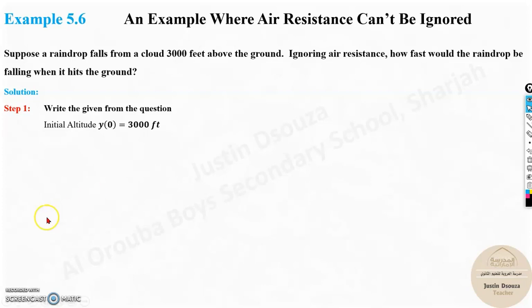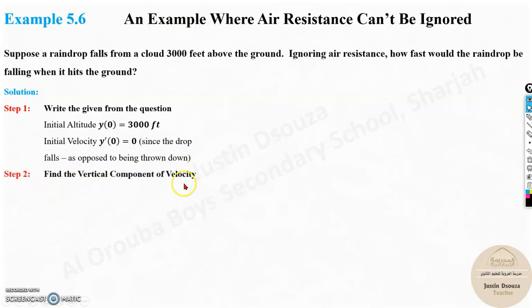So I will quickly skim through these. Initial altitude is given as 3,000 feet. That is y of 0. Then initial velocity is 0. Why? Because it's not mentioned and it is starting from 3,000 feet up above. Find the vertical component of velocity from Newton's law. Now use feet, not meters per second.